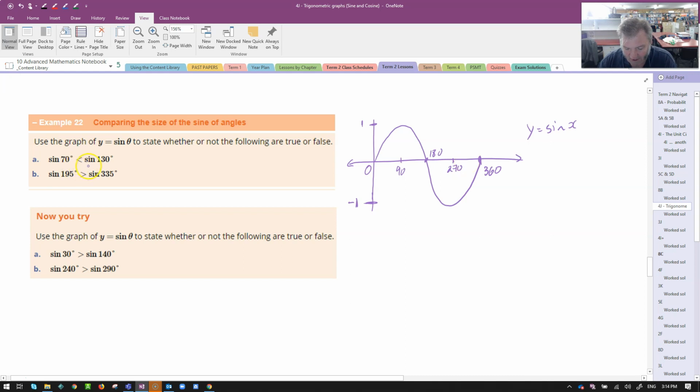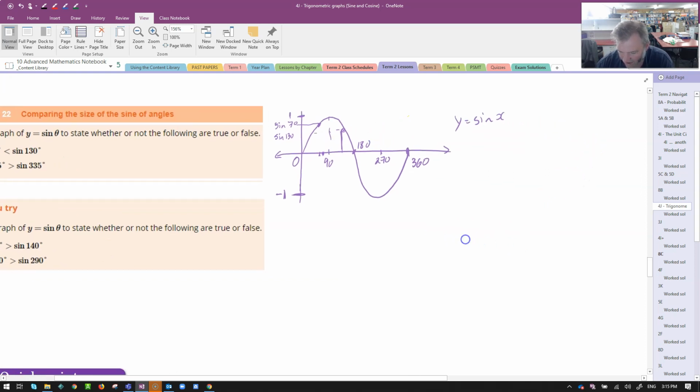Is the sine of 70 degrees less than the sine of 130? Well, if I just went back in 10 degree increments from 90, 80, 70, sine of 70 is going to be about there. What about 130? 90, 100, 110, 120, 130. It's going to be a little bit lower, I think I'm going to find. It's 50 degrees from 180, so it's closer to halfway than this one. 70 was closer to 90 degrees, so I'm expecting it to be a little bit higher.